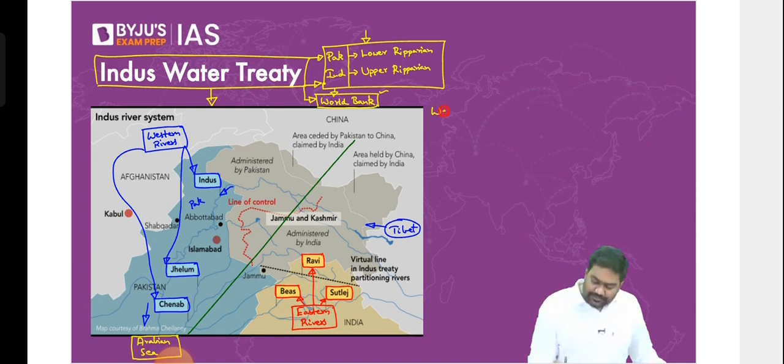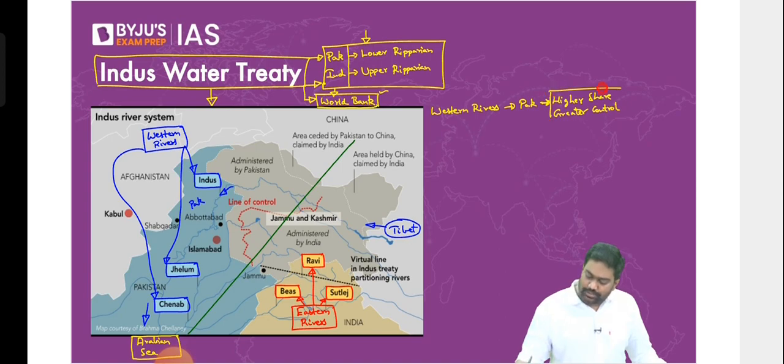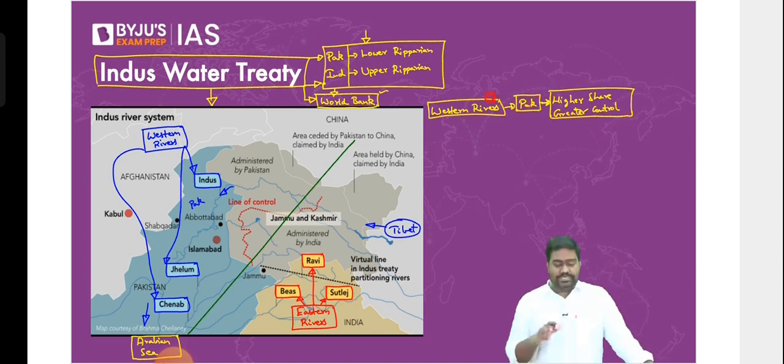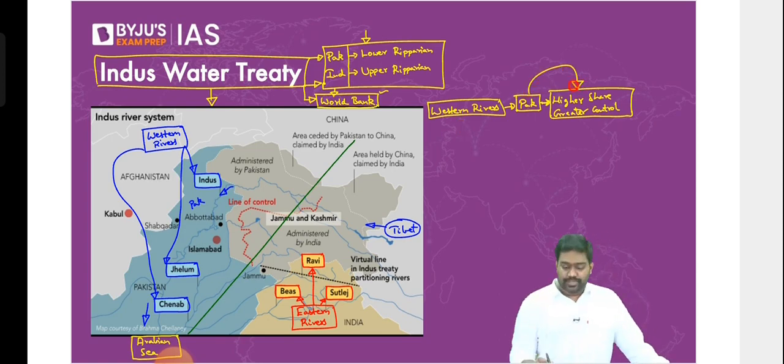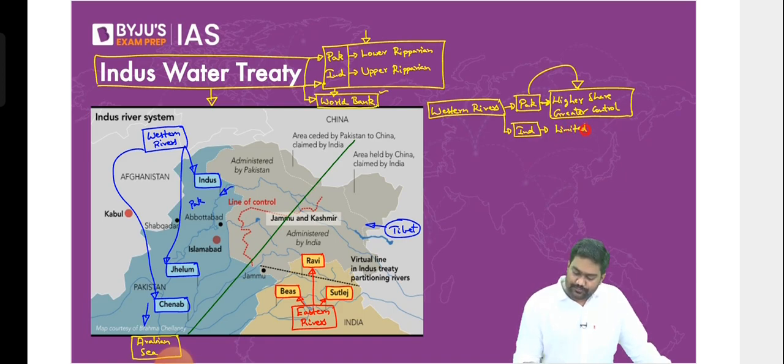With regard to western rivers, Pakistan has been allocated a higher share and a greater control. Is that clear? See, you need not remember the specific allocation. You need not remember by heart the exact volume of water which has been allocated. Not necessary. UPSC does not pay much attention to such statistics. You should understand in what way, in what manner have the waters been divided. If you look at the western rivers, Indus, Jhelum, and Chenab, it is Pakistan which has been given greater control and a greater share. India has been given limited control over western rivers.